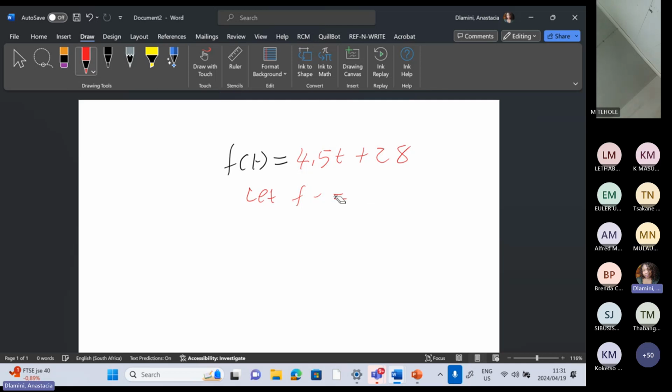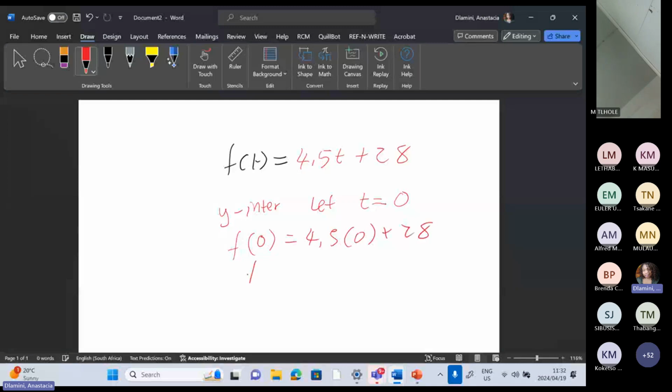Wait, let's not confuse things here. What is it that you're looking for? Are we looking for the y-intercept or the x-intercept? We're looking for the y-intercept. So if you're saying y-intercept, you let what equal 0? t. Not f of t, you let t equal 0, not the whole function. So then this is f of 0 equals 4.5 times 0 plus 28, so f of 0 is equal to 28.